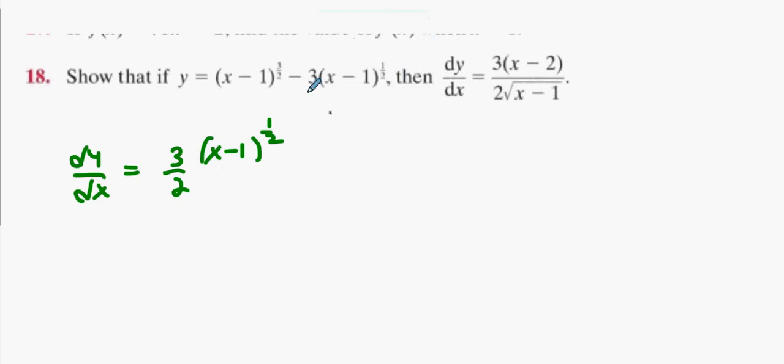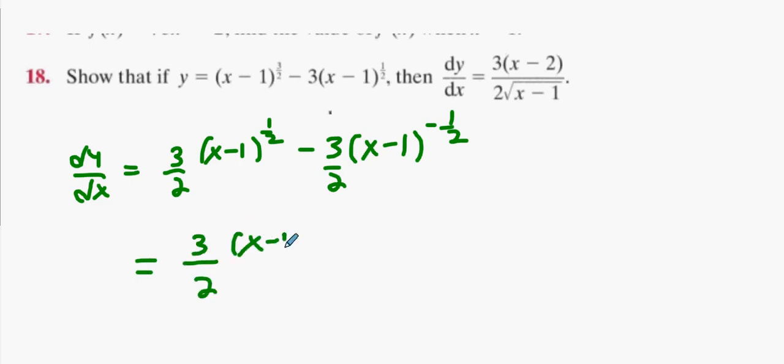Bring a half to the front, and what do we get? 3/2. Take 1 away. Minus a half. Differentiate what's in the bracket. Right. Now, here's the step we're at now. 3/2 x minus 1 to the power of a half. Then we're minus 3/2 x minus 1 to the power of a half.